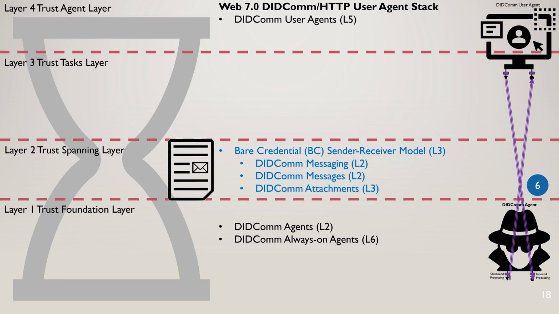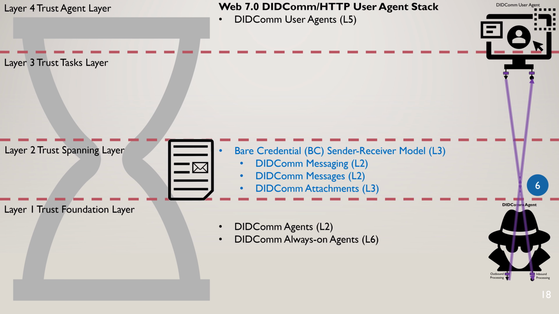We're now on more common ground. This is the DIDComm over HTTP user agent stack. At the very top, we can see the DIDComm user agent, and at the very bottom, we can see the DIDComm agent that it's paired with. This may seem a little odd from a trust spanning layer framework perspective, but in this case, the DIDComm agent at the bottom is actually acting as a foundational layer, providing storage and communication services to the DIDComm user agent.